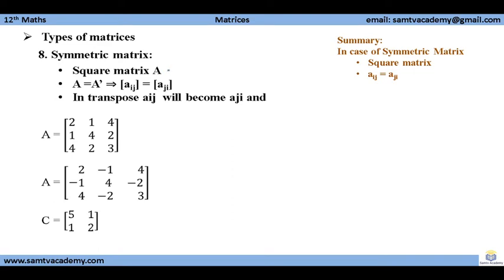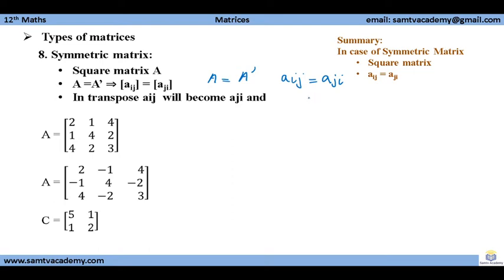For a symmetric matrix, the first condition is that it should be a square matrix. The second condition is that a matrix will be symmetric if A is equal to A transpose, that means if its element Aij is equal to Aji, then only the matrix is a symmetric matrix. And we know that in a transpose Aij will become Aji. This is a property of transpose also.